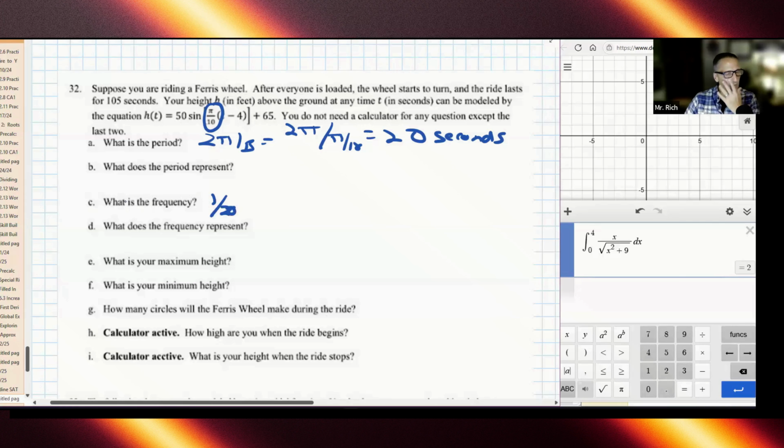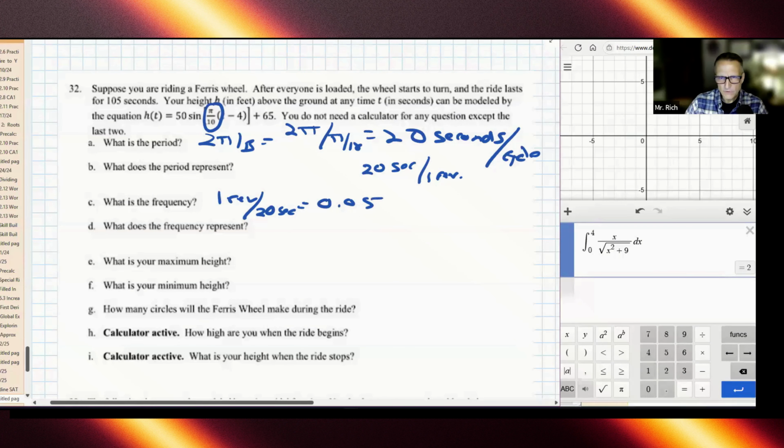Now, this is where some students struggle, like, oh, 1/20th, what does that mean? But look, if you say that the period is 20 seconds, and it is, it's 20 seconds per cycle. Or we could say it's 20 seconds per one revolution of the Ferris wheel. Well, what is the reciprocal of that? The reciprocal of that is literally 1 revolution every 20 seconds, which means if you divide 1 by 20 you get 0.05. So this becomes 0.05 revolutions every second.